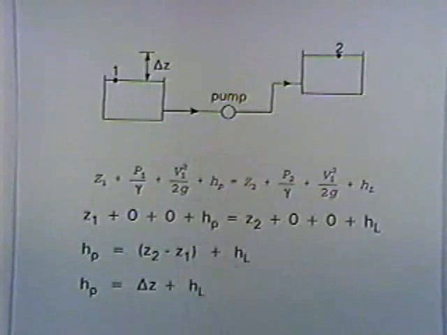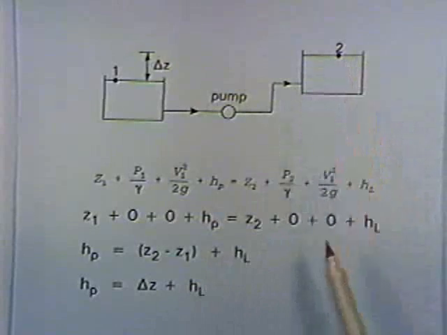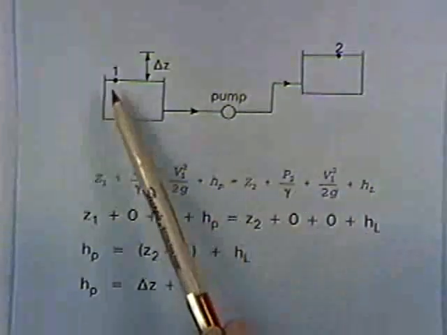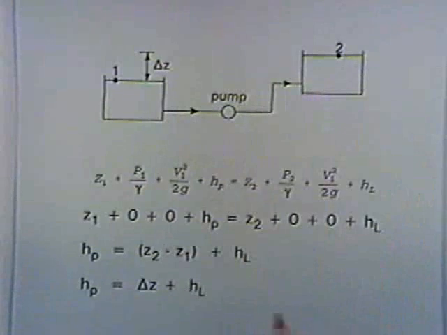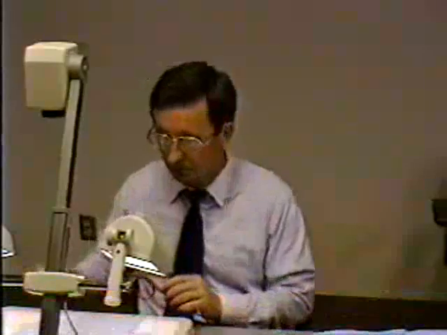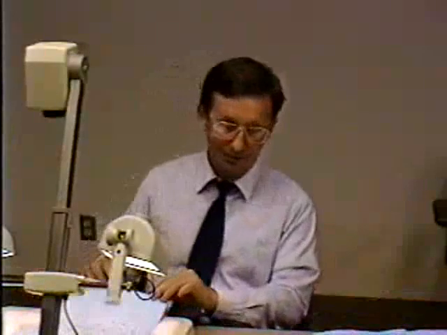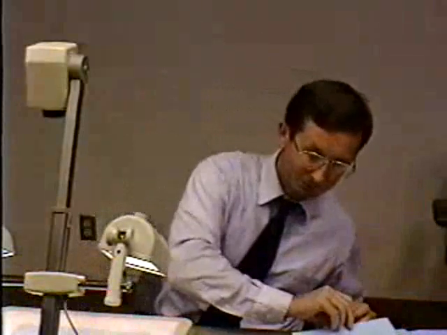And then the head provided by the pump is equal to Z2 plus 0 pressure head plus 0 velocity head plus the head loss between points 1 and 2. So the head provided by the pump is the delta Z, Z2 minus Z1, plus the head loss in the system. That tells us, using the energy equation, what we can pretty well visualize intuitively: the head provided by the pump has to overcome the lift, the delta Z, and it also has to overcome the head losses in the system. And that's always going to be the case in this example or other examples.